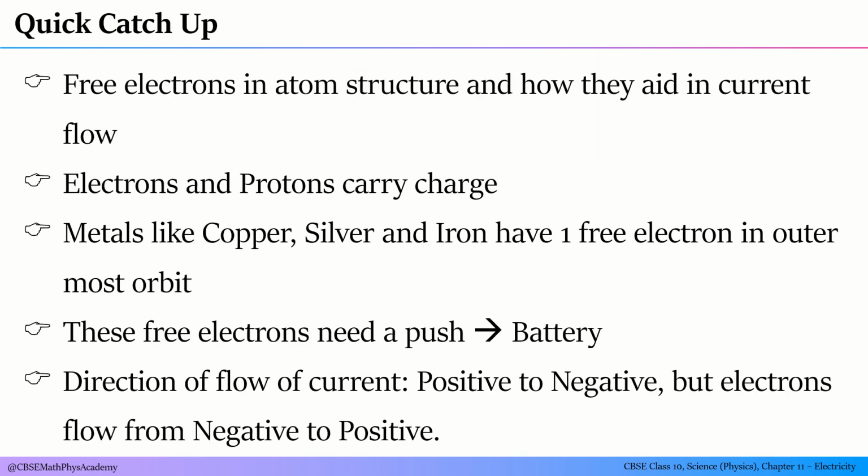In the last video, whatever we saw was that there are free electrons in atoms. Most metals have one free electron in the outermost orbit. They are called valence electrons. These electrons and protons carry some charge, but these electrons are free to move, but they need a push, which comes from a battery. The direction of flow of current is positive to negative, but electrons flow from negative to positive. It's opposite to the direction of flow of current.